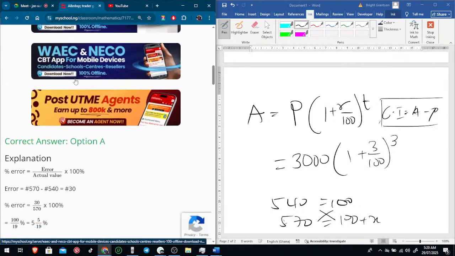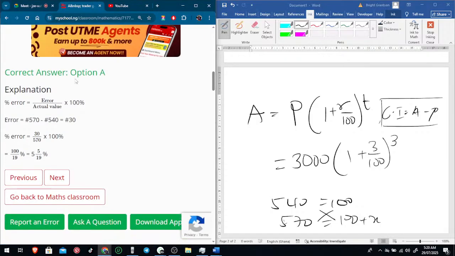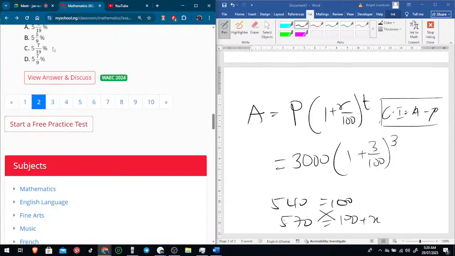Option A. Hey, you made a mistake. It's 5 over 19. Error minus 30 over 570. Okay, so the actual value is the listing. Mind you, there's a mistake somewhere. The actual value is rather the 570. Okay, so I admit to my mistake.